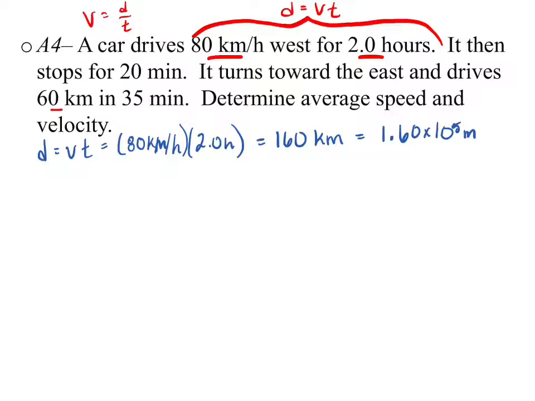Okay? So there's my distance for the first leg of the journey, and then for the second leg it's 0 meters, and then for the third it's 60 kilometers or 60,000 meters. Okay? So let's keep going with that. So let's find our average speed here. So remember, total distance over total time.